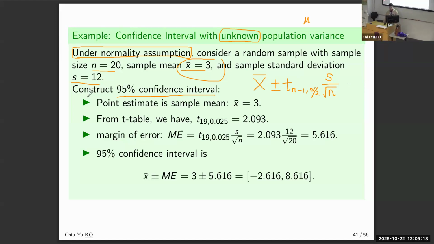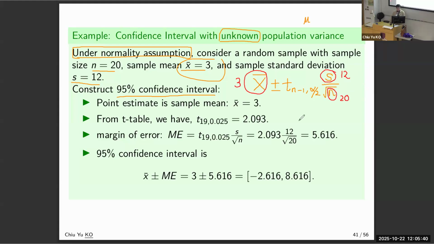So first, X bar is 3, so this is good. This we know already. Okay. S is also known from the data. 12, right? This is something from your data, right? And n, you know it already. It's 20.